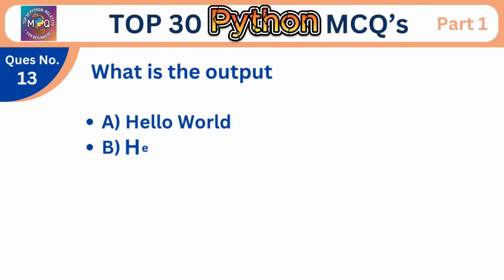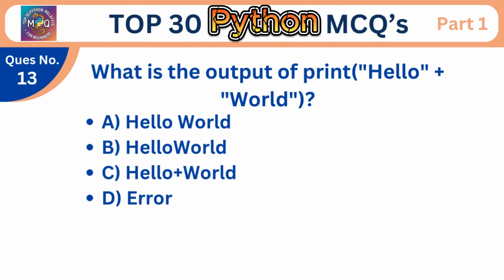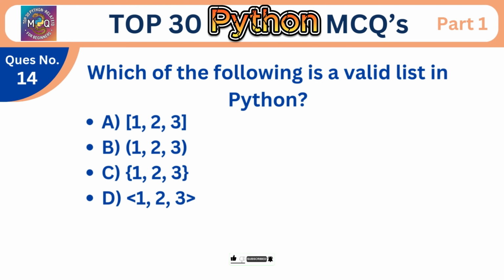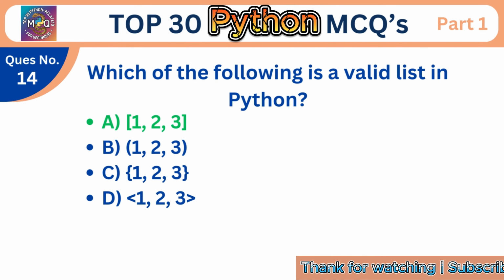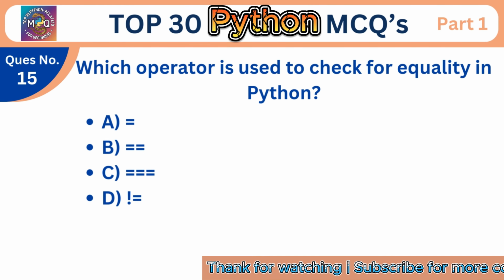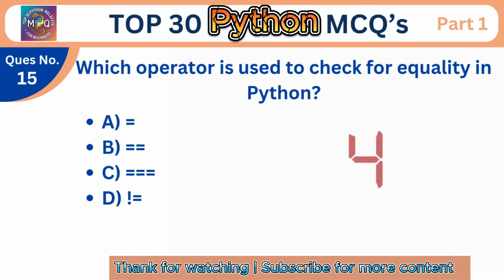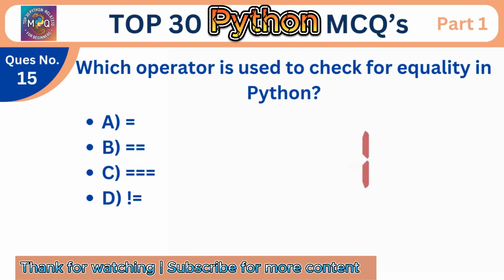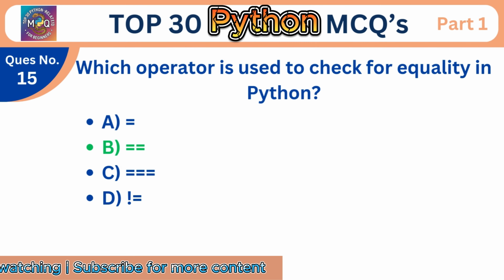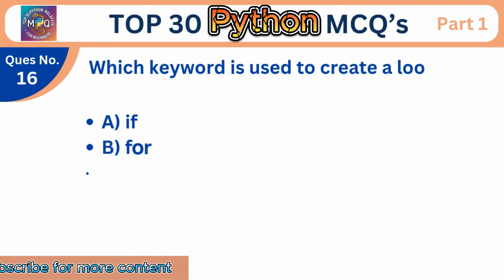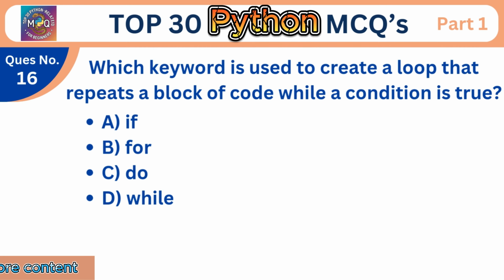What is the output of print("hello" + "world")? Which of the following is a valid list in Python? Which operator is used to check for equality in Python? Which keyword is used to create a loop that repeats a block of code while a condition is true?